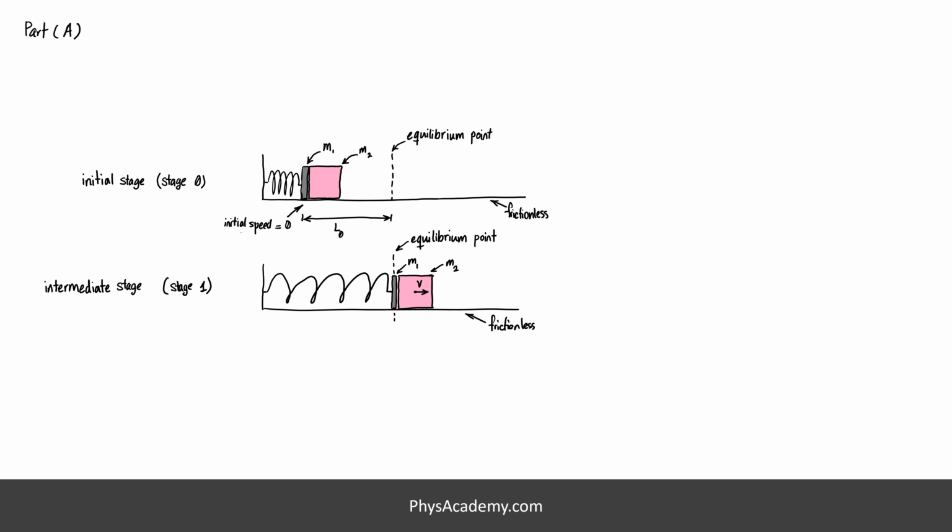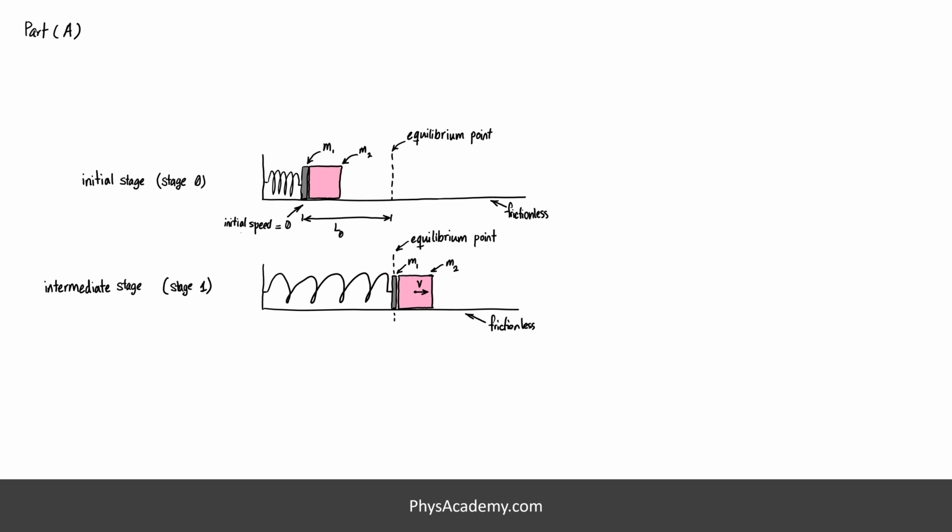Now let's focus on Part A. In this part, we are asked to find the speed of M2 as it passes through the equilibrium point. We know that both M1 and M2 have the same speed at this point, so we can treat them, from the initial position to the equilibrium point, as one object with a mass of 9 plus 7.